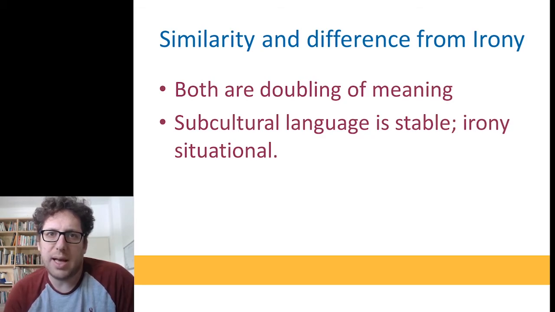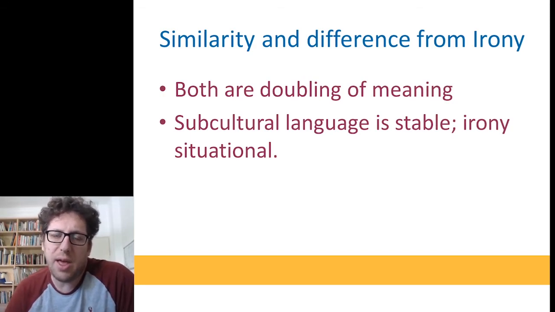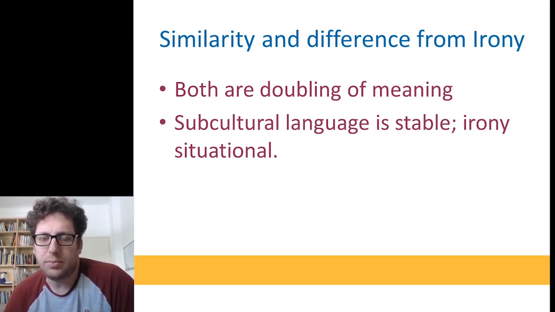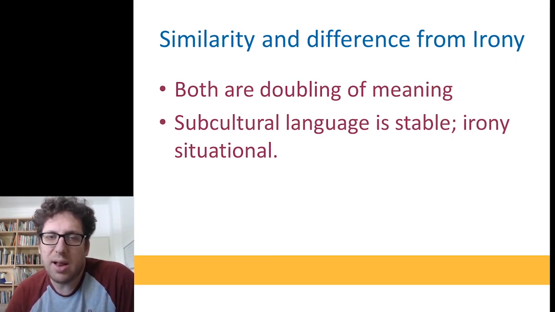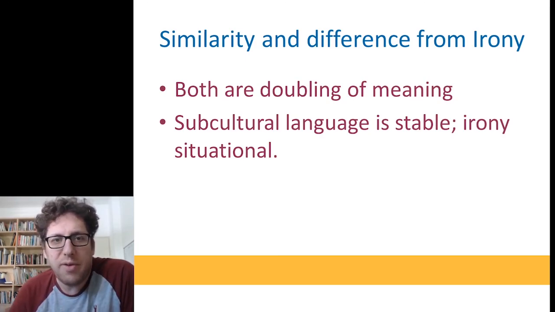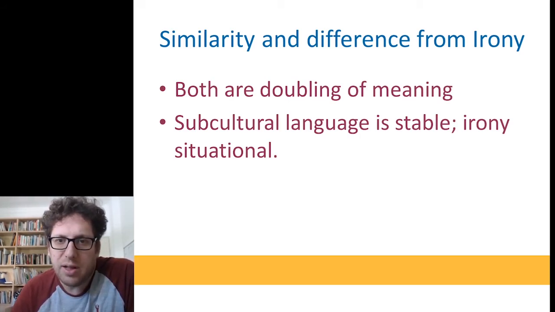Okay, so you might say that this is a little similar to what we discussed last week with irony. Well, right? Both are kind of doubling of meaning. You say one thing and you mean something else. You say a friend of Dorothy, but you actually mean gay. You say shade, like to throw shade, but you mean to insult. So in that sense, it is similar to irony, and that's why both of them are very relevant to the issue of minor literature.